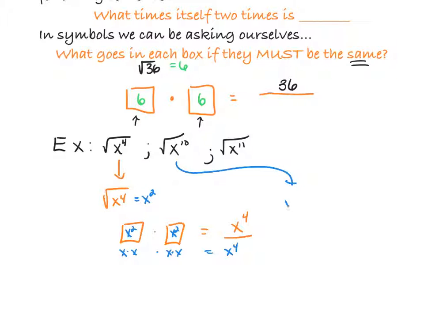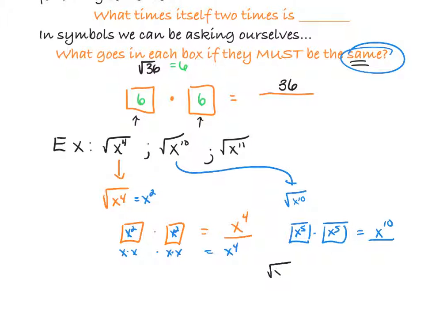If I ask myself, what is the square root of x to the 10th? I'd be figuring out how many x's would I put in each box, knowing that they have to be the same, to get 10 x's multiplied together in the end. Well, I would put 5, and I would put 5. One last time, if I ask myself the square root of x to the 20th, how many x's would go in each group that are the same to get 20 at the end? Well, I would put 10 in each box. So the square root of x to the 20th is x to the 10. So if it's even, we can split it into 2 equal groups.